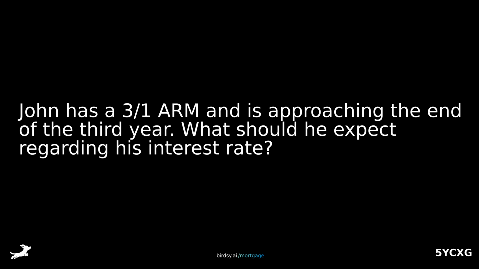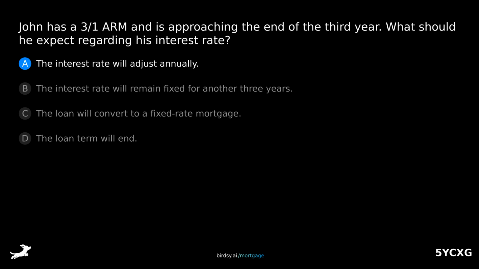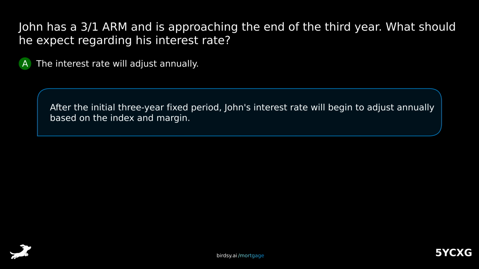John has a 3/1 ARM and is approaching the end of the 3rd year. What should he expect regarding his interest rate? Is it A, the interest rate will adjust annually? B, the interest rate will remain fixed for another 3 years? C, the loan will convert to a fixed rate mortgage? Or D, the loan term will end? The answer is A, the interest rate will adjust annually. After the initial 3-year fixed period, John's interest rate will begin to adjust annually based on the index and margin.